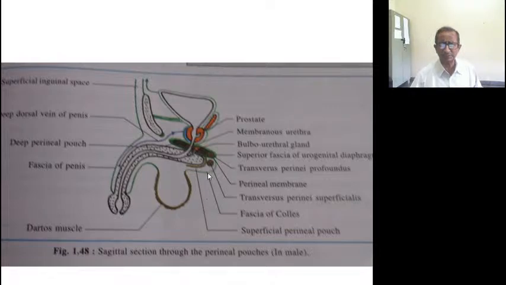Now here we are showing the superficial perineal pouch, and as its content we have transverse perineus superficialis; other contents are not shown here. The perineal membrane, the inferior layer, is continuous with the fascia colles, and then it is passing into the space above this fascia colles. This is the superficial perineal pouch, which is continuous into the scrotum, then the penis, and then it is going towards the inguinal space and anterior wall.